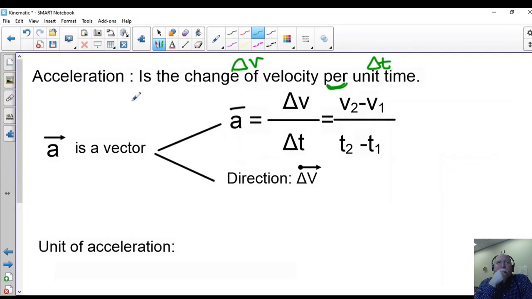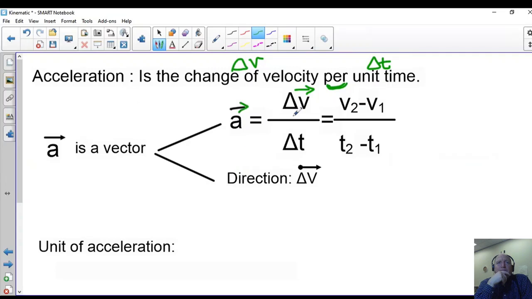So acceleration is a vector. Why? Because velocity is a vector. So here you have in the numerator a vector, delta v is a vector, over a scalar. A vector divided by a scalar number is a vector. Because of this, we say acceleration is a vector.